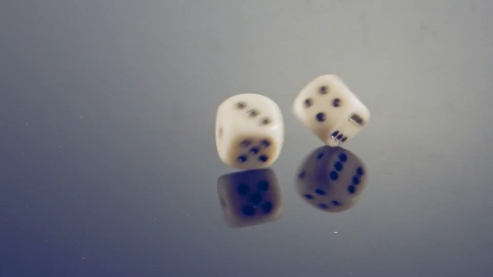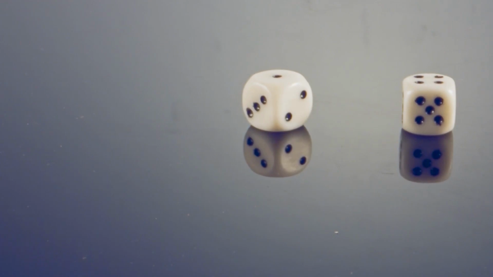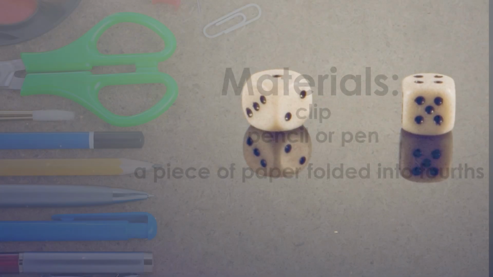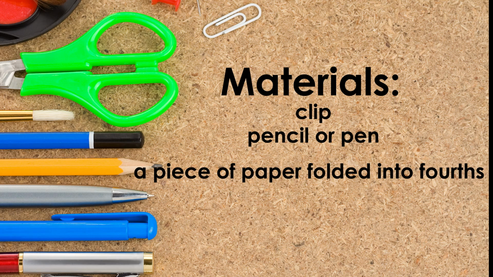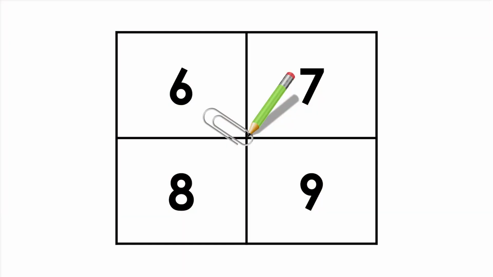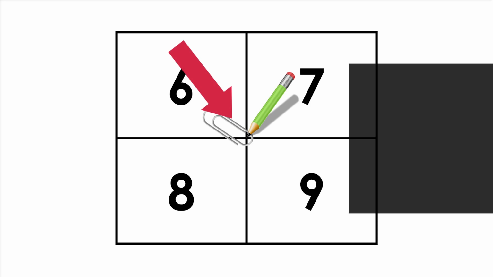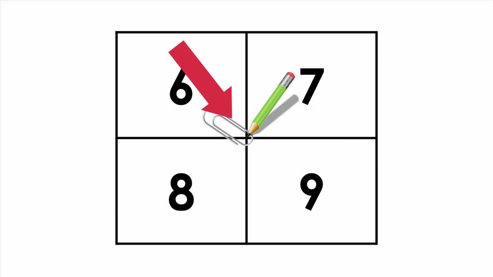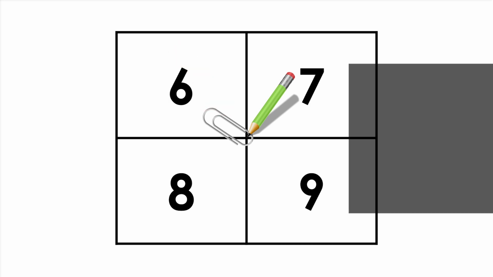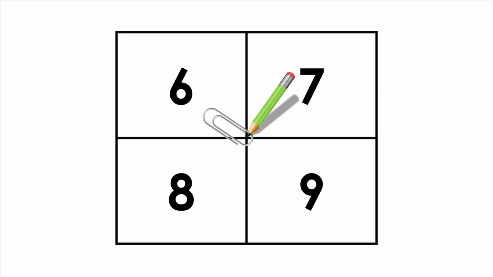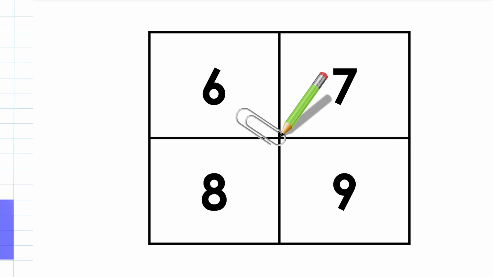If your family does not have access to dice, you could still play the dice game by creating a spinner. Use a paper clip, pencil or pen, and a piece of paper folded into fours. Write a number between 1 and 10 in each square. Spin the spinner by flicking the paper clip held in the center of the spinner with the pencil. Flick the paper clip again to determine the 2 factors or the numbers being multiplied. Change the numbers on the spinner for specific fact practice and challenge.